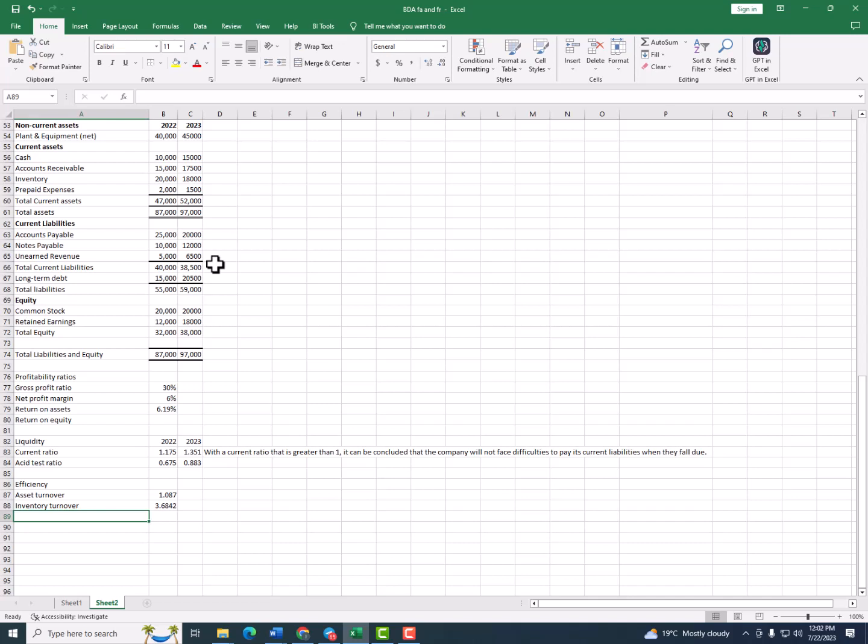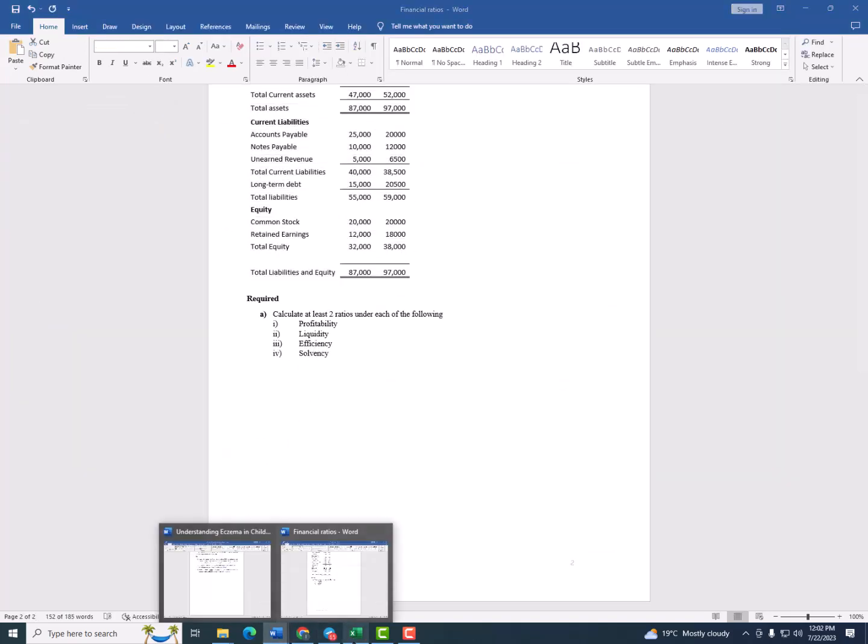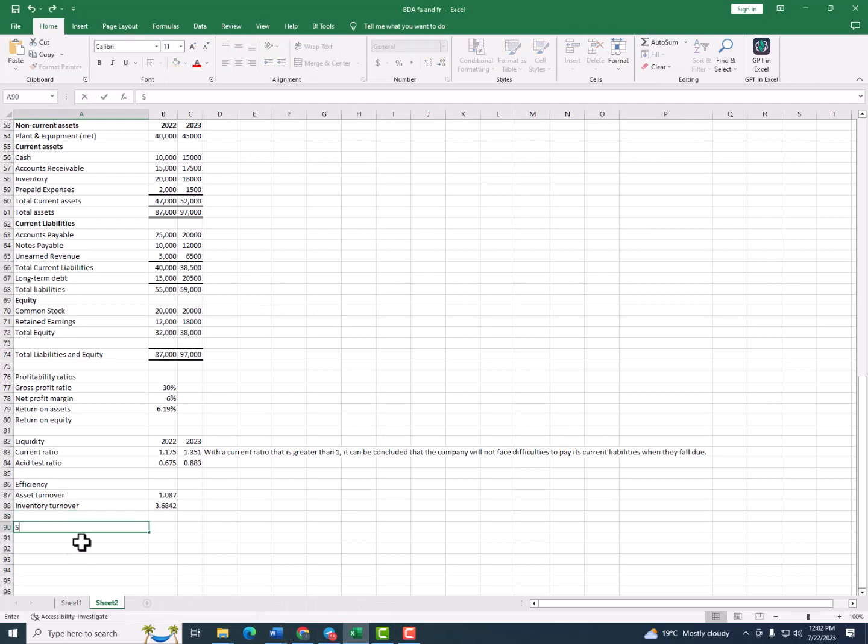With an inventory turnover of 3.65, we can say the company has been very efficient in using its inventory to generate revenue. So it shows that the company turns over its inventory about 3.6 times in the year. Right? So we have efficiency. And the last ratio is solvency. Solvency ratio. So type in solvency ratio.